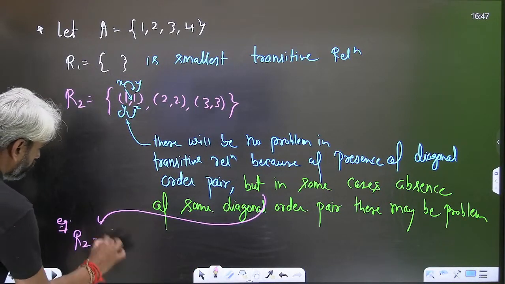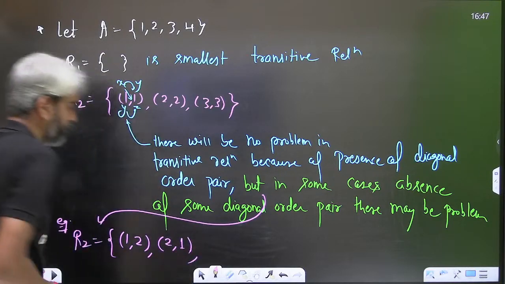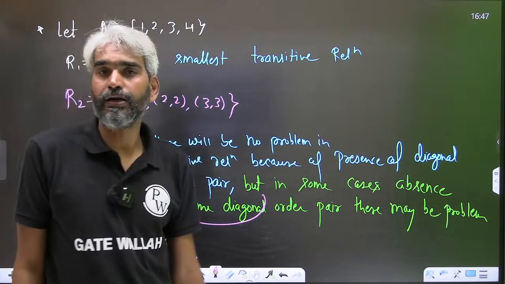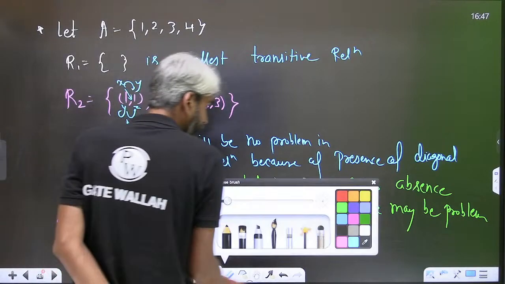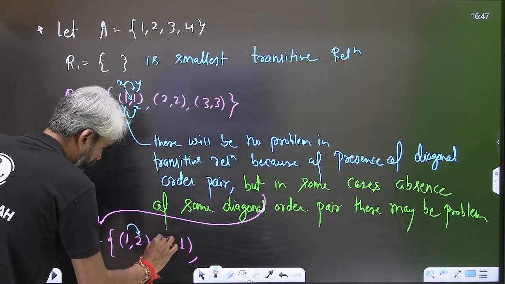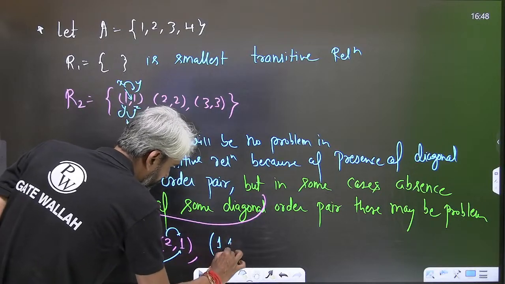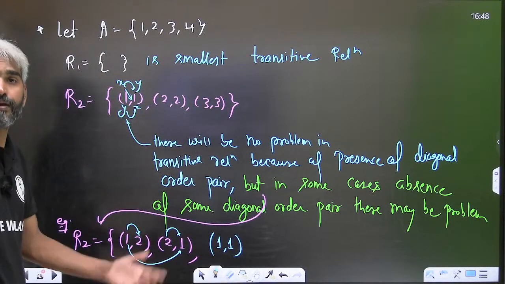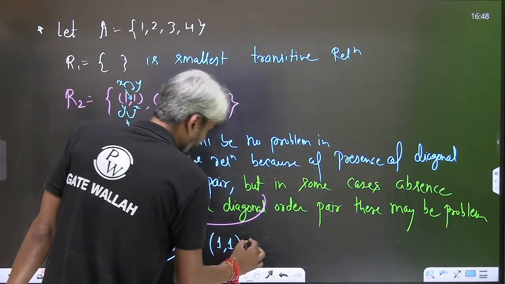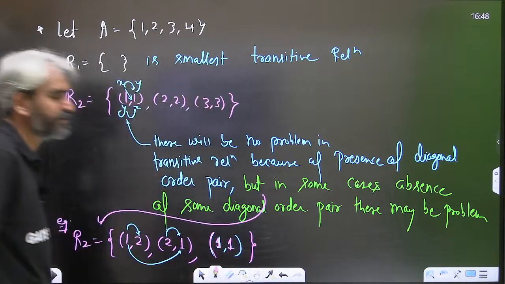Take relation R2. My question is, (1, 2) belongs to the relation and (2, 1) belongs to it. What other ordered pair should be present? The idea is, (1, 2) belongs to the relation, (2, 1) belongs to the relation, then (1, 1) should also belong to the relation. So it is missing. If we don't have (1, 1), it will not be transitive. But if (1, 1) is present, will it be transitive?